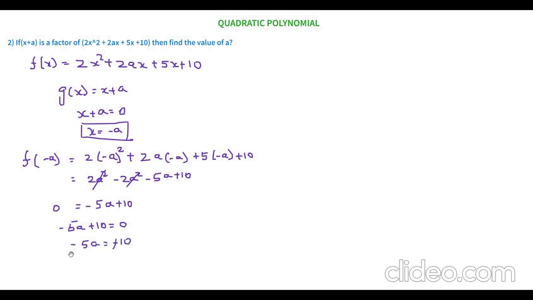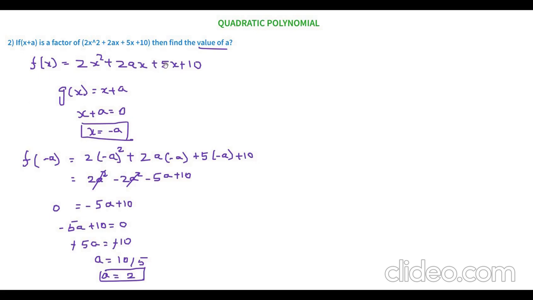So both the sides that are negative we can cross out. So a equals 10 by 5. So a equals 2. Now we have got the value of a. That was our question: find the value of a. So the value of a is 2. Isn't it easy?